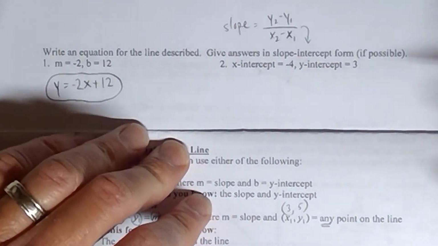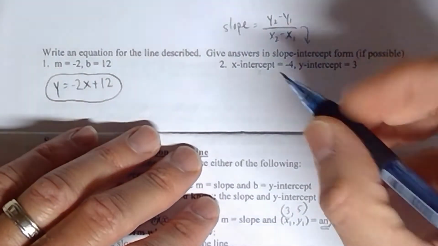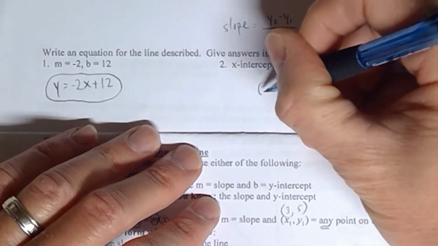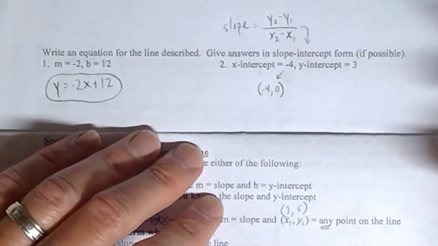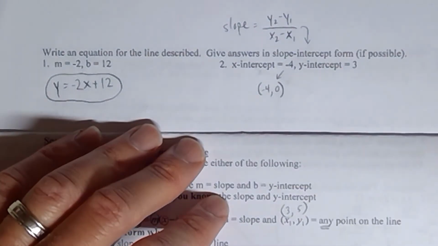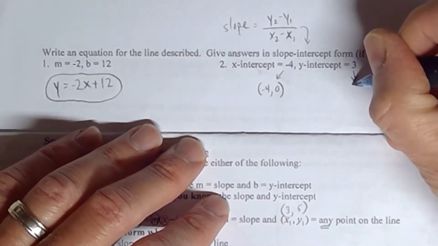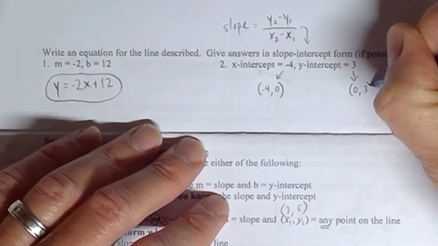Why do I say two ordered pairs? It sure doesn't look like two ordered pairs. Well, whenever you have an x-intercept, that automatically means that y is equal to 0. So if it says the x-intercept is equal to -4, then y equal to 0 goes with x equal to -4. And likewise, anytime you have a y-intercept, the x is 0.